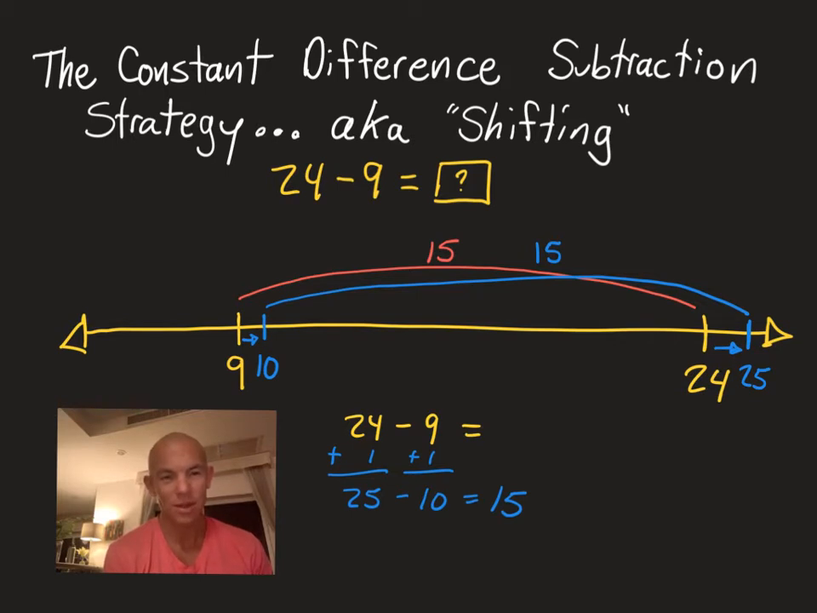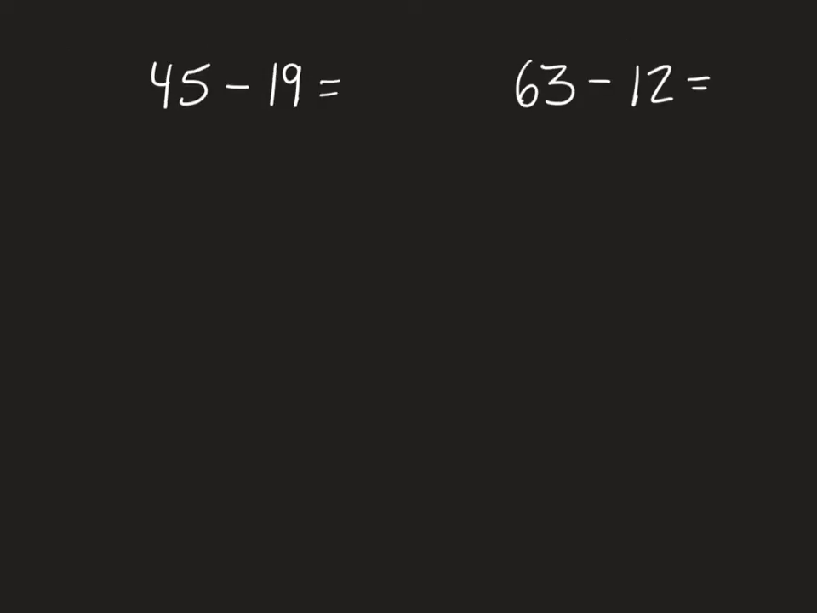So you can see my example here where I've added 1 to each number in this number sentence to make a friendlier, more efficient equation. So instead of 24 minus 9, I turned it into 25 minus 10, which I can do in a snap in my head. You don't always have to add to each number. You can also take away. So I'm going to give you a couple examples now and then let you choose what kind of practice you want to do. Okay, we have two examples here.